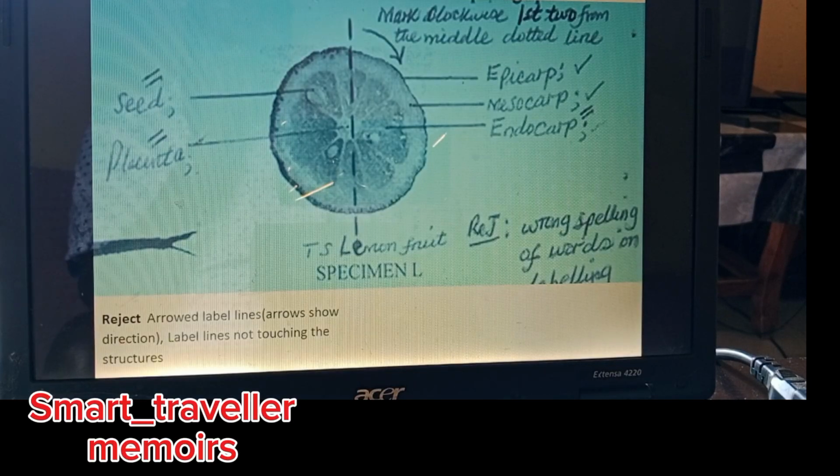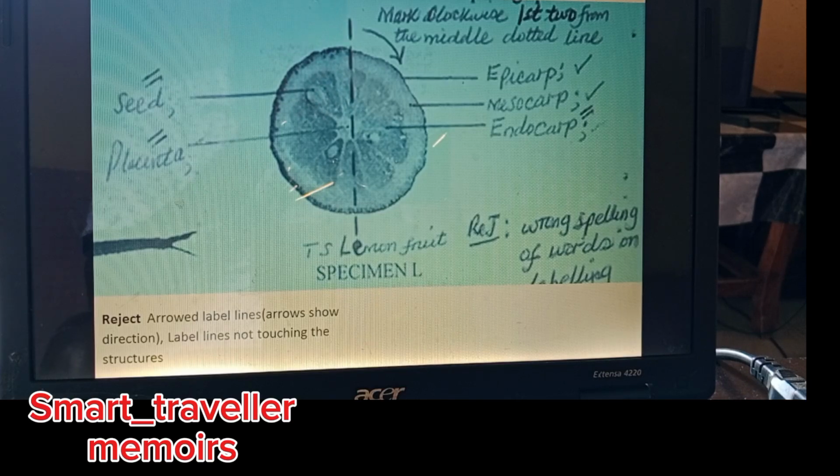Label any two parts of specimen L, 2 marks. You can see that line which is dividing it into two, you mark clockwise from the middle dotted line. First two. You mark the first two. Mark clockwise first two from the middle dotted line. So we have epicarp, mesocarp, endocarp.